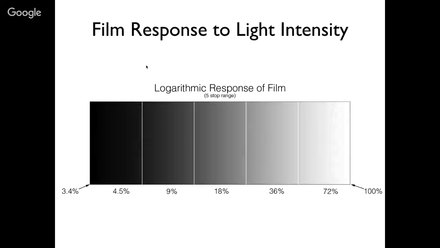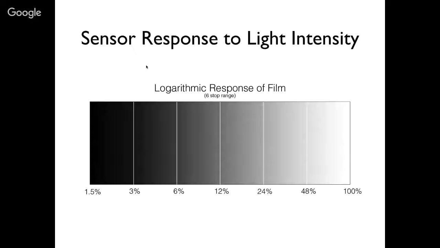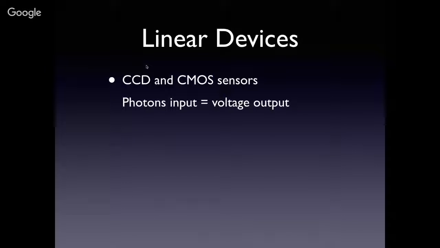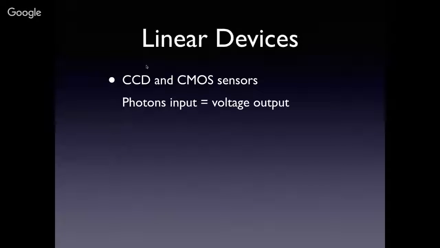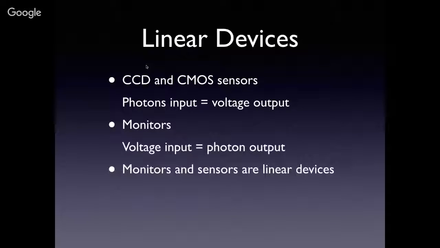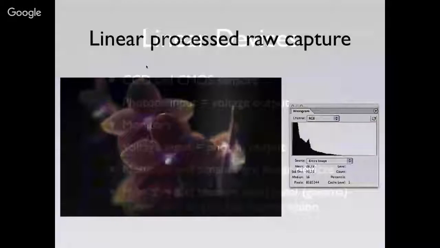Does this make sense? Okay, and this is what it looks like right here. That's actually the raw logarithmic response of digital. So this is the issue. Everything that we're working with, all of these sensors, scanners, monitors, they are all linear devices. They measure voltage in, voltage out. That's how they work.